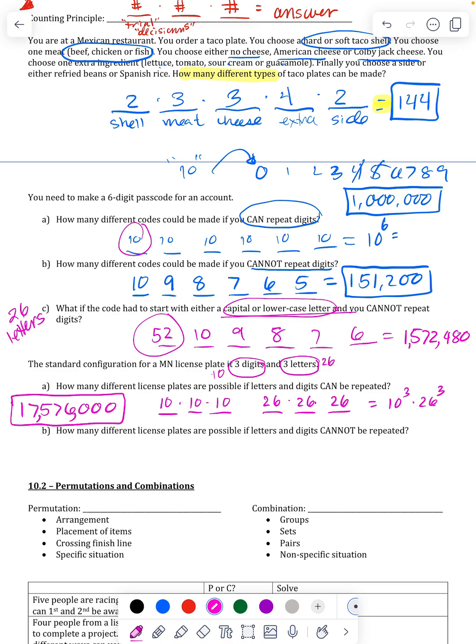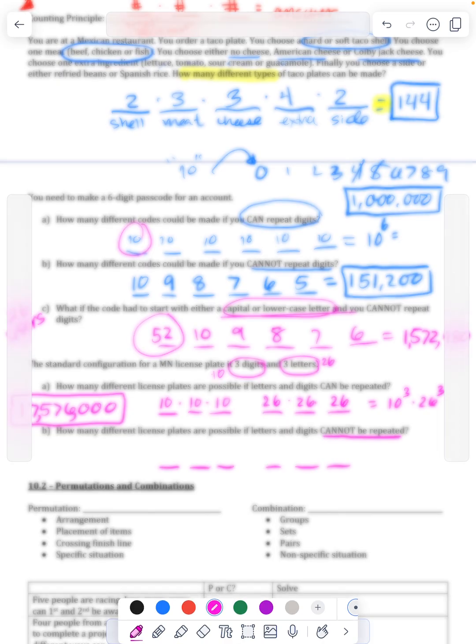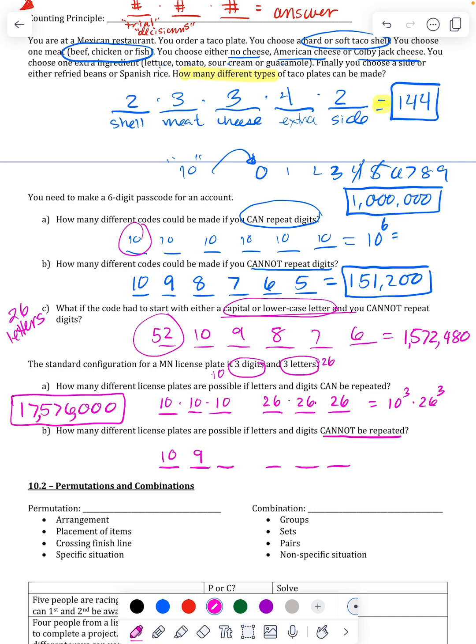How many license plates are possible if you cannot repeat? Okay, so now I have 3 digits, 3 letters. This is going to go 10, but then 9 and 8 because once I've used up a number, I don't have that choice anymore. Here I have 26 choices, but now that I picked a letter, I only have 25 other letters I can use, and now I only have 24 other letters I can use. And so I'll multiply those numbers together. I'm just on my calculator, and I'm ending up with fewer options, but still a boatload.